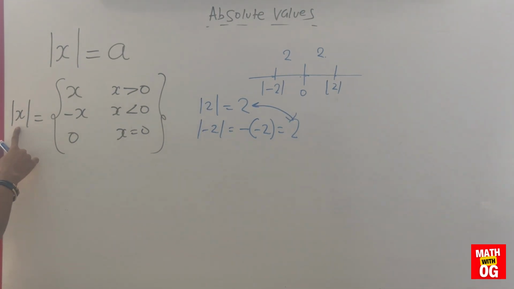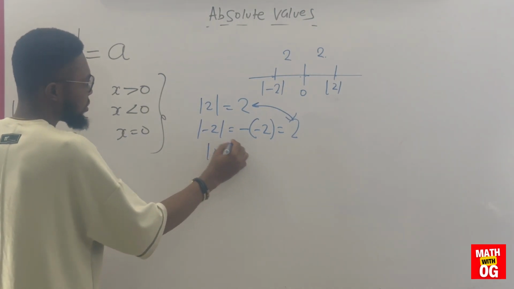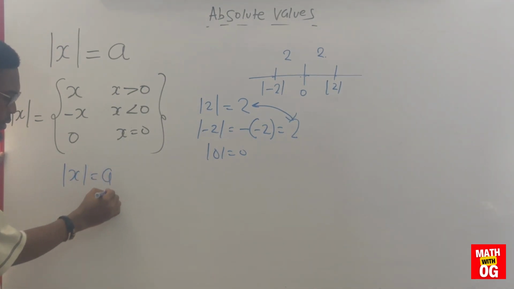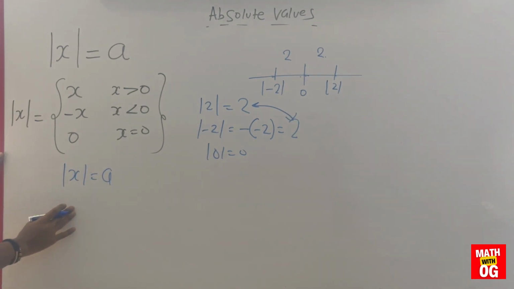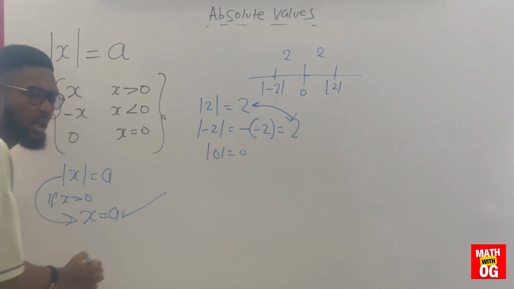Lastly, the absolute value of x is 0 if x is equal to 0. So the absolute value of 0 is equal to what? 0. Remember, 0 is neither positive nor negative. Now, if you see a question in this form, the absolute value of x is equal to a, you have to solve. So you first of all assume x is greater than 0. x is an unknown, we don't know if it's greater than 0. So if x is greater than 0, the absolute value of x will be equal to x, and that will be equal to a. So this is one of the answers.